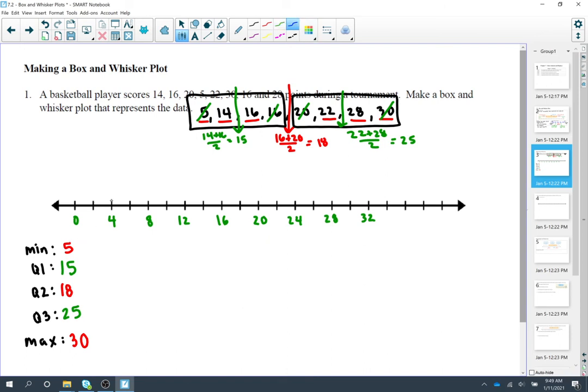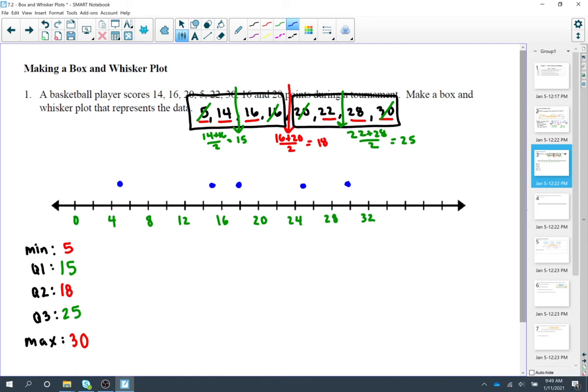Then we're going to put some dots. So our minimum is 5. 5's right here. Do not put the dot on the number line. Put it above the number line. Q1 is 15, above the number line. Q2 is 18. Q3 is 25. Maximum is 30.